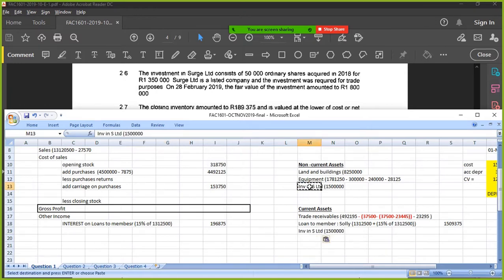On the 28th of Feb, the fair value of the investment amounted to 1.8 million. So it went up. Okay, so add 300,000 to give you 1.8 million. And then you've got to show the fair value adjustment in the income statement, an additional 300,000.